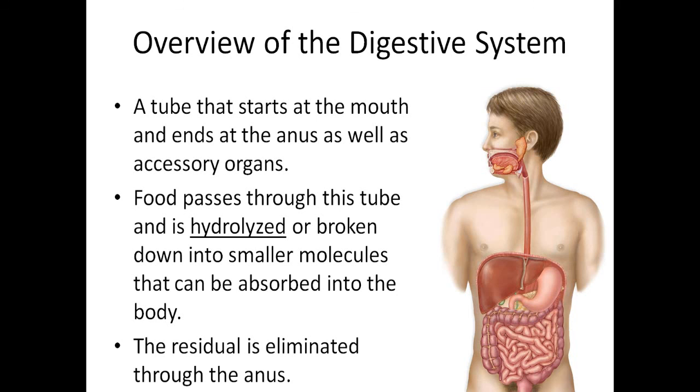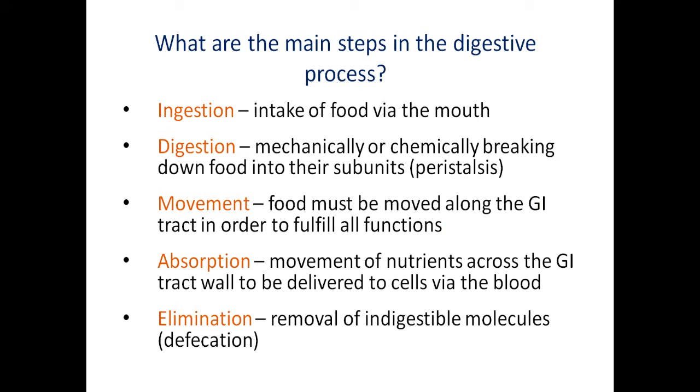That waste is going to be eliminated through your anus, through defecation. Okay, so there are five main processes that we have to talk about. The first one is ingestion. So we start at the mouth, we take the food in, and then we're going to start to digest it. So there's two kinds of digestion. One is the mechanical breakdown, so that's chewing it up, and the other is chemical breakdown. And chemical breakdown occurs with enzymes. So the enzymes are going to break down like the carbohydrates into glucose molecules.